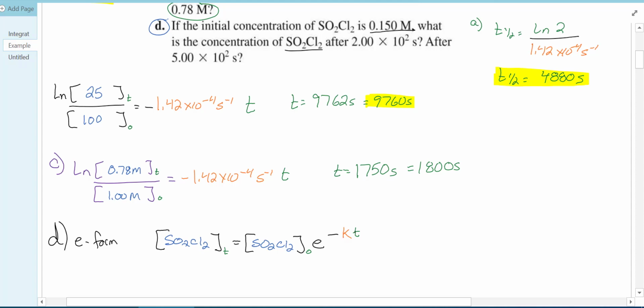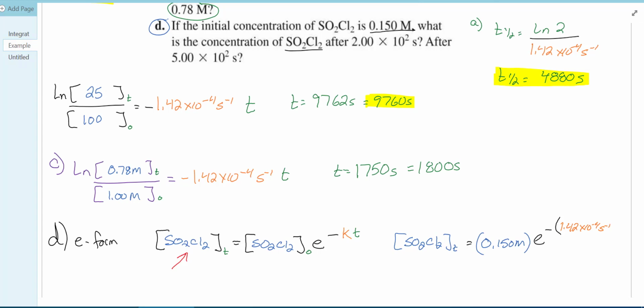And now we're looking for that guy. I don't know what's going on with my pen today. Sorry about that. So we're looking for the concentration of SO2Cl2 at time t. And that's going to equal the original concentration of 0.150 molar, times e to the negative k, 1.42 times 10 to the negative 4 seconds to the negative 1, and t is 200 seconds.